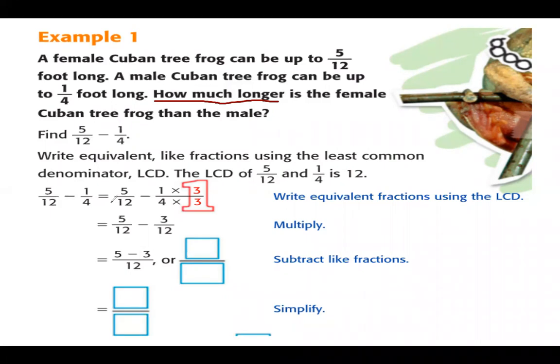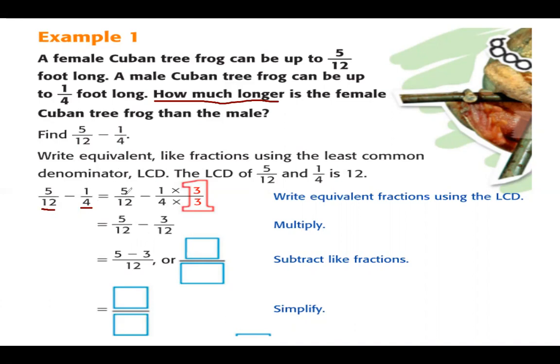Okay, so the same process we did with adding, where we take our denominators of 12 and 4, and we find the lowest common multiple. So because this example is already done for you, I'm just going to explain it. So they want us to write equivalent fractions, which are like fractions, using the least common denominator, LCD. So they found, when they did the LCD, they found their multiples, and they found that the lowest one was 12. Which means our new denominator here is 12.